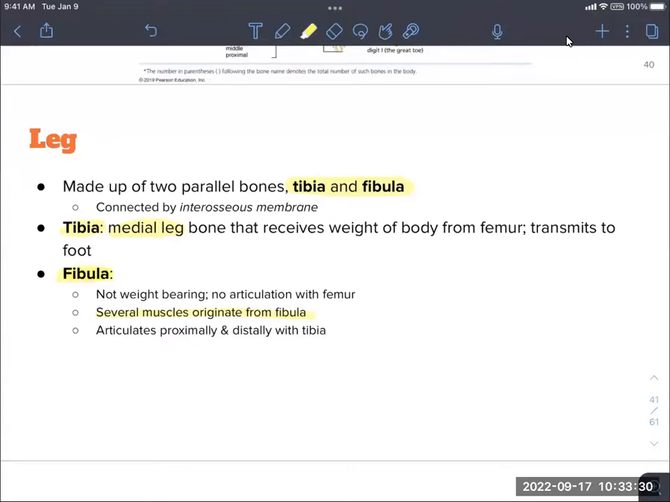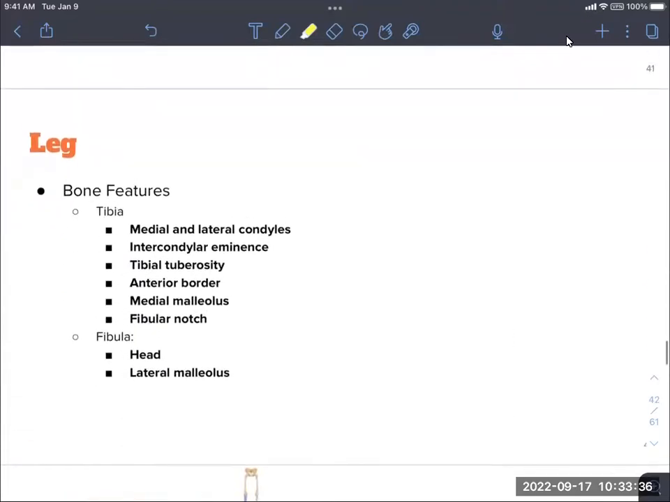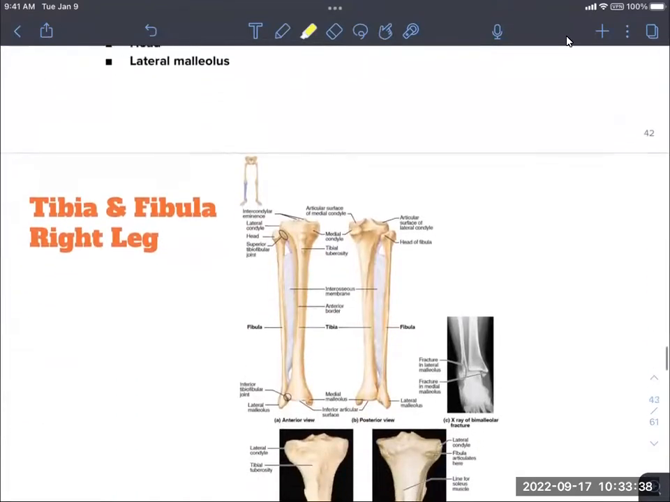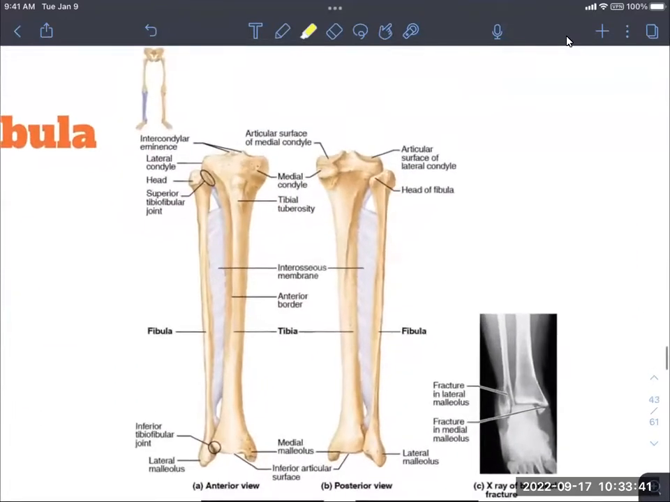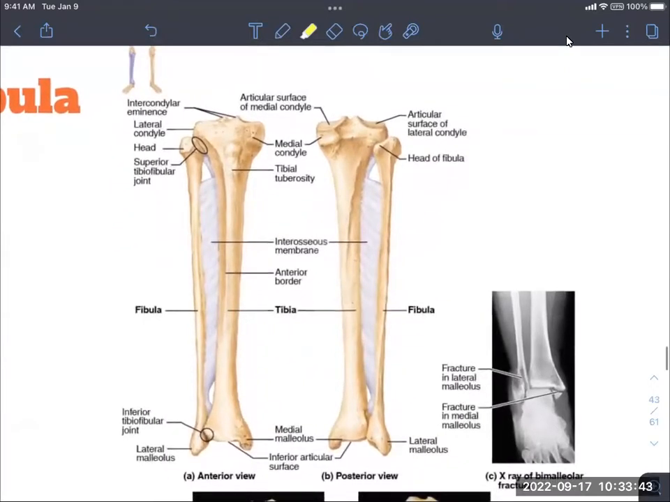It does articulate with the tibia, the bone right next to it. So let's go straight to the bones and we'll look at how. Our tibia, since it's weight bearing, is a lot bigger than this smaller fibula, which is more lateral on the outside. On our fibula, we have a head.